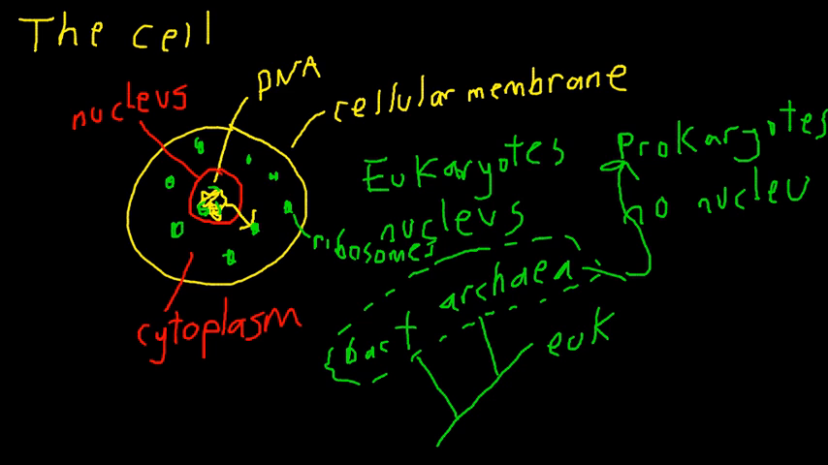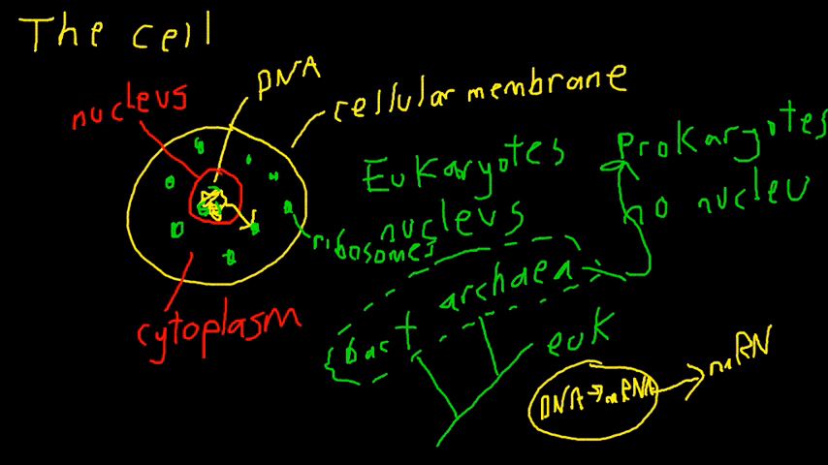specified by the mRNA. So, what we have in the nucleus, we have DNA, goes to mRNA, mRNA leaves the nucleus, attaches to a ribosome, and the ribosome translates the mRNA into protein.